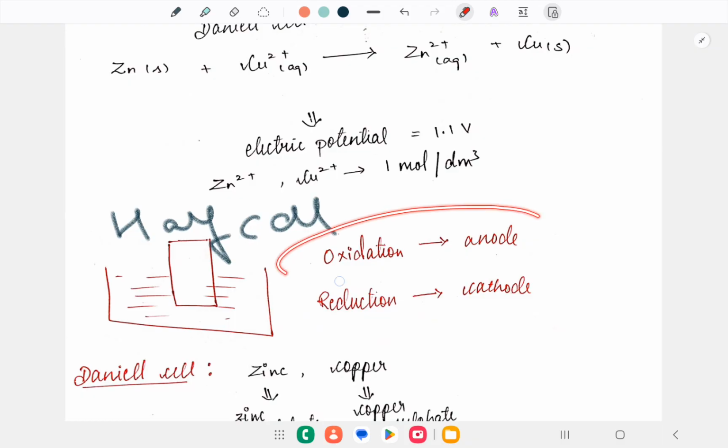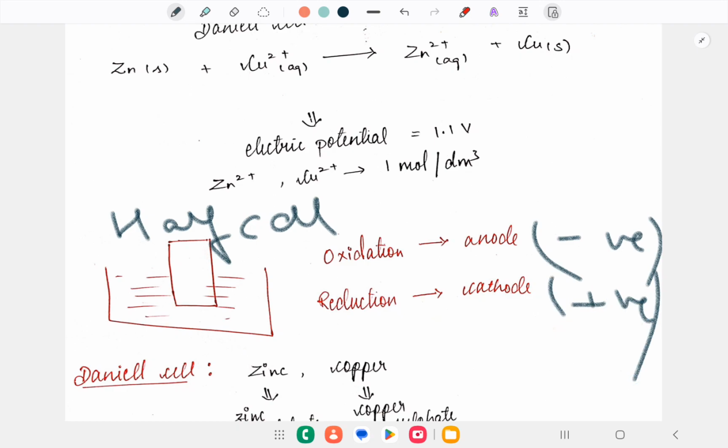Oxidation occurs at the anode, that is, it is the source of negative electrons, while reduction occurs at the cathode, which is the receiver and becomes positive. You have to always remember, oxidation occurs at the anode and reduction occurs at the cathode. These processes of oxidation and reduction result in the formation of a potential difference between the two half cells and hence generate electricity.